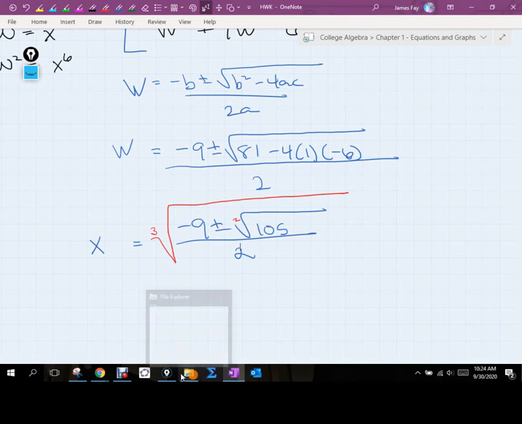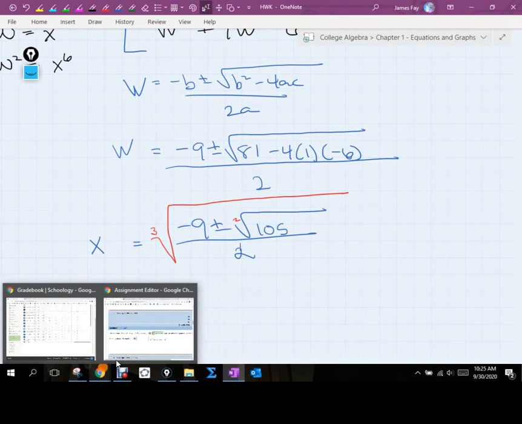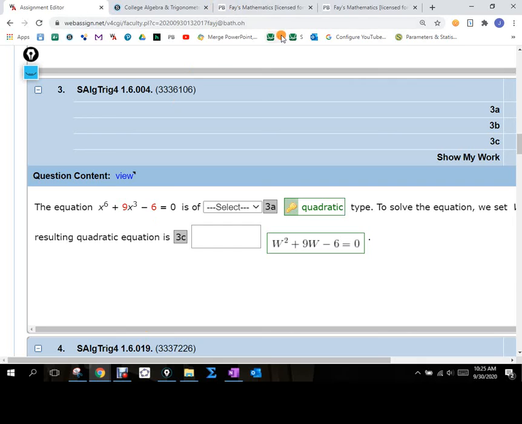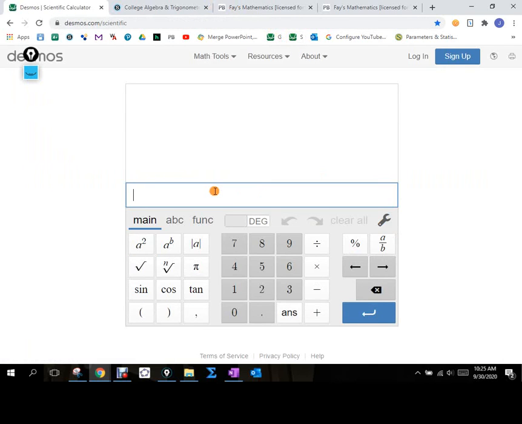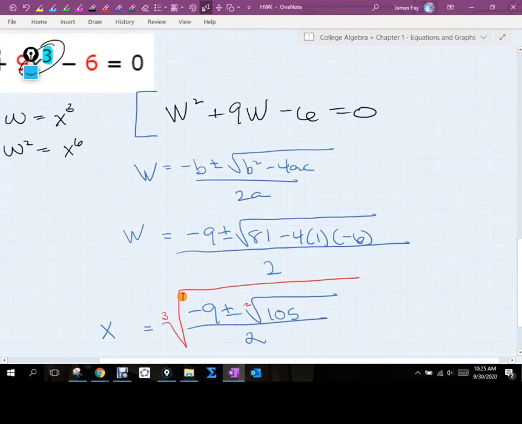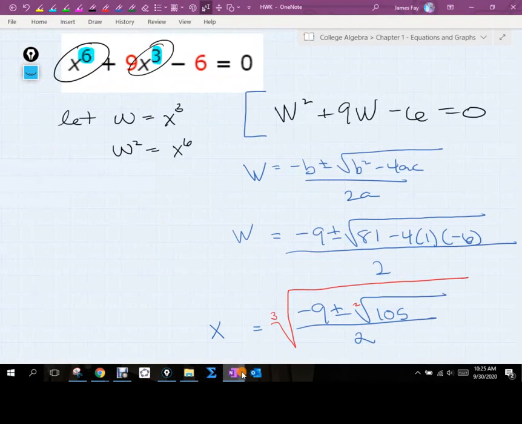If I want to check, I would use Desmos here to check this. I think that's going to be the safest route. So let's see, what do we have? x to the 6th minus 9x minus 6. There's 9x to the third. And was it minus or was it plus? Plus 9x to the third.